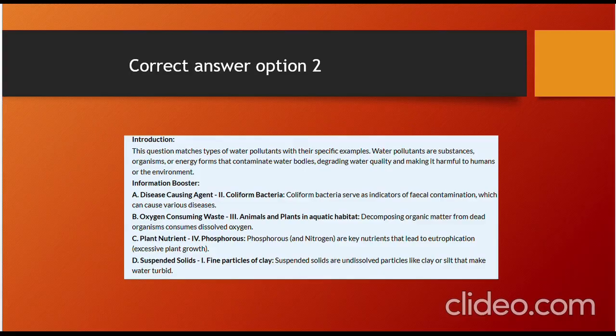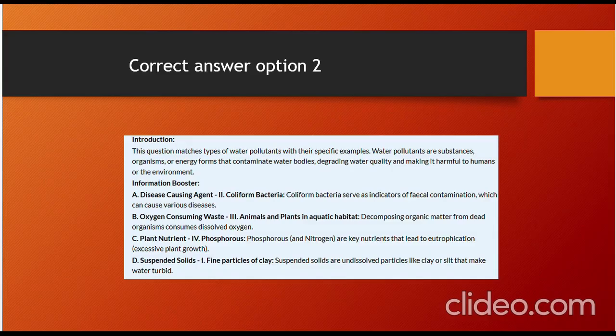This question will involve matching water pollutants with the specific examples. Water pollutants are substances, organisms, or energy forms that contaminate water bodies, degrading water quality and making it harmful for humans or environment. And the first option is A. Disease causing agent is matched to 2, that is coliform bacteria. Coliform bacteria serve as indicators of fecal contamination which can cause various diseases.